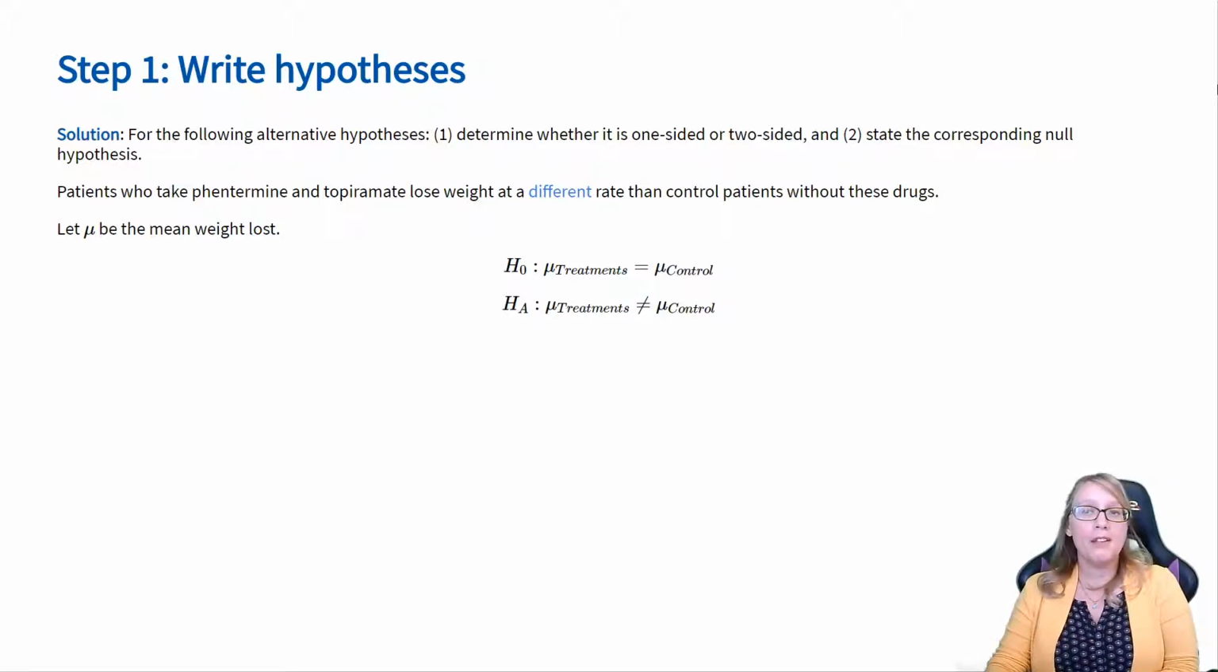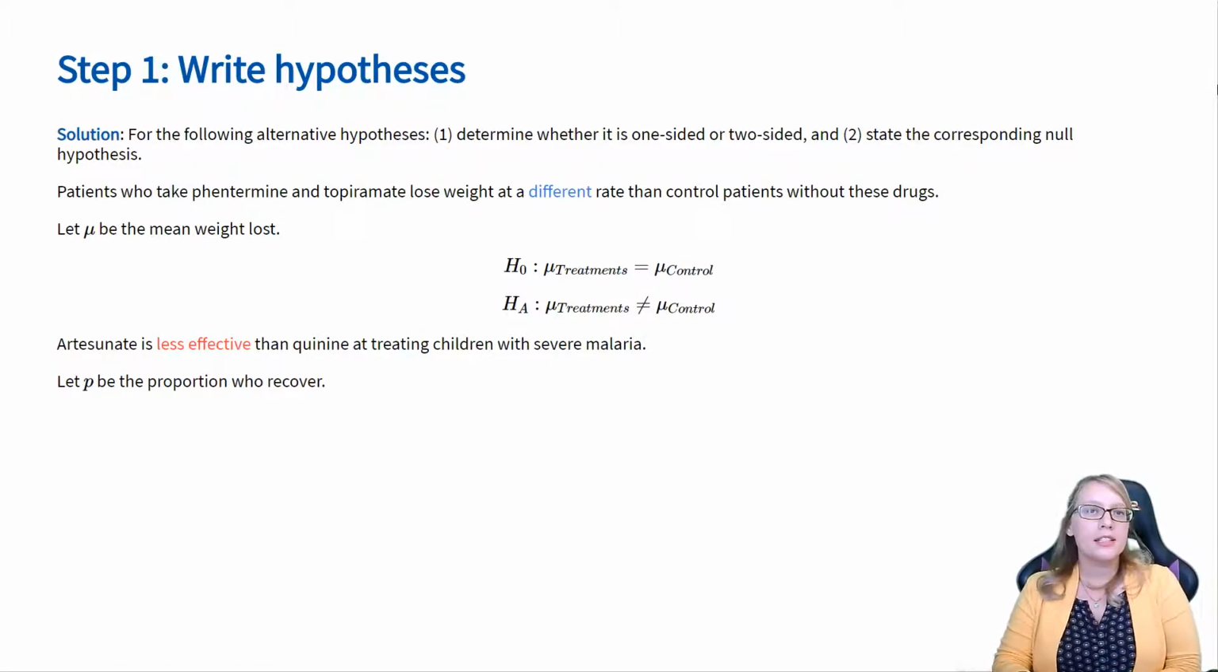Our research hypotheses in statistical terms are going to look something like this. Our null hypothesis is an equality statement. We're assuming that the mean weight loss under the treatments is exactly the same as the mean weight lost under the control. For the alternative hypothesis, we're assuming that the mean weight lost under the treatments is not the same as the mean weight lost under the control.